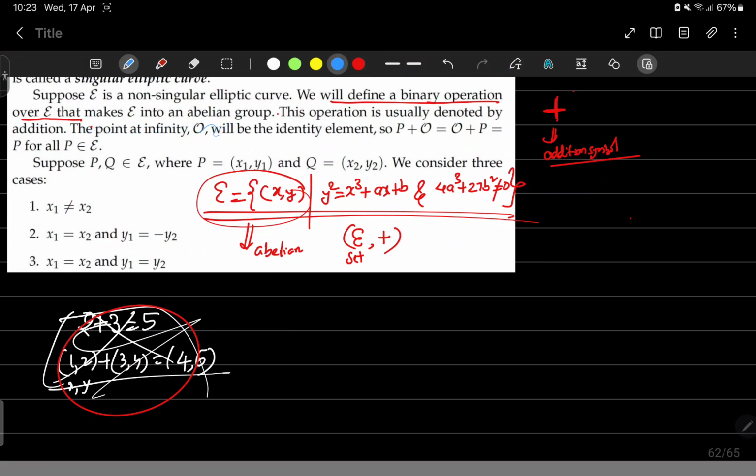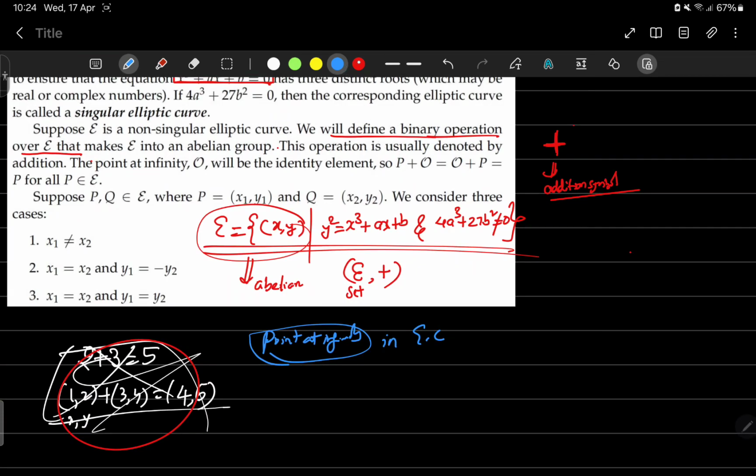The point at infinity will be the identity element. We are defining this point at infinity, and mind you, the point at infinity is also a point on the elliptic curve. But what is its value? What are its x, y coordinates? I cannot give them; it is undefined, unknown to us.